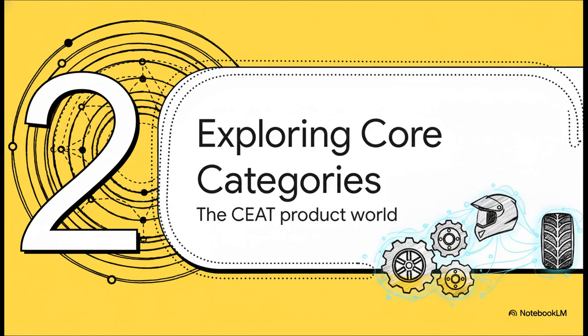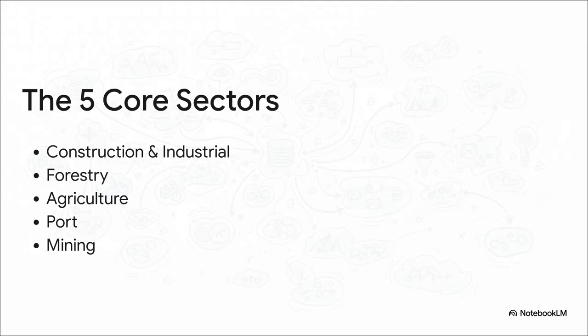All right, let's get our tour started right at the very heart of the map, the core categories that pretty much define the entire CEAT product universe. So right at the center of our map, you've got these 5 core sectors. You can think of them as the foundational continents of this entire product world: construction and industrial, forestry, agriculture, port, and mining. Just about everything else we're going to see is connected back to these key areas.